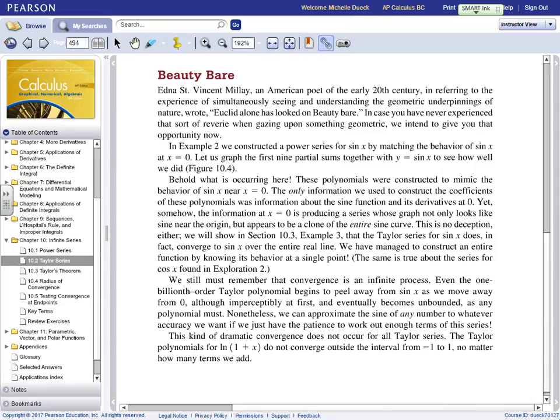Even the 1 billionth order Taylor polynomial. What does that mean, 1 billionth order? What would x be raised to? What power? 1 billion. 1 billionth degree, right? But that will begin to peel away from sine of x as we move away from 0. Peel away, kind of like we saw on the graphs that I was talking about just a second ago.